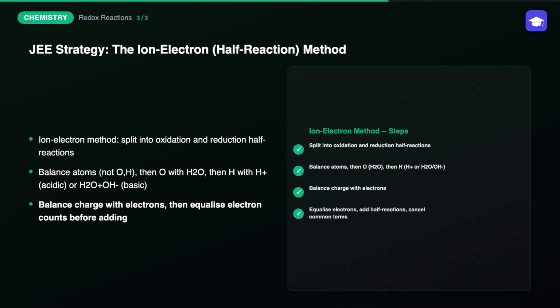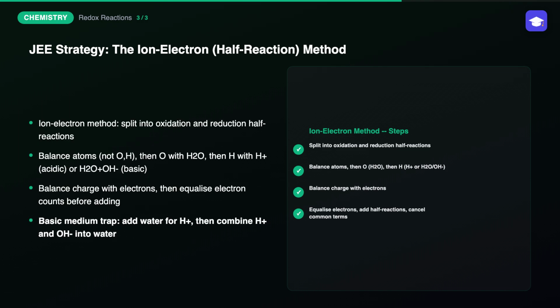both sides. A frequently tested trap involves forgetting to convert H+ into OH- correctly for basic medium reactions. Remember, add OH- equal to the number of H+ ions on both sides, combine H+ and OH- into water on whichever side they both appear. This systematic conversion prevents errors in basic medium redox balancing specifically.